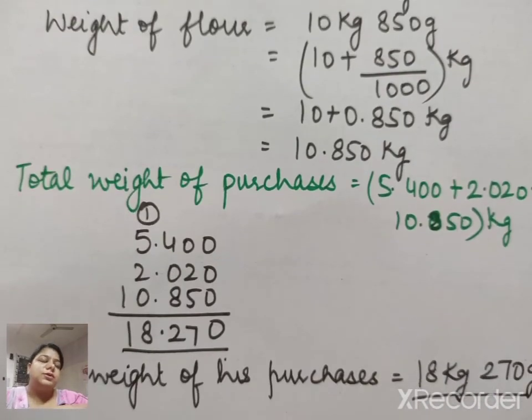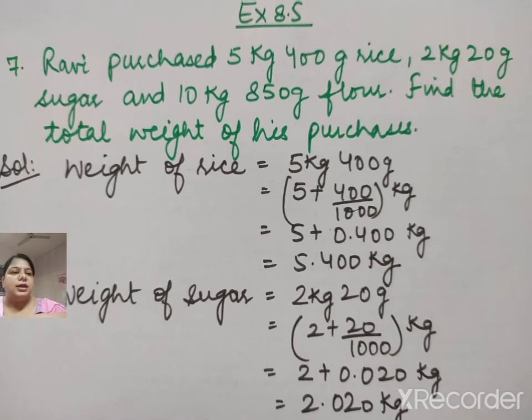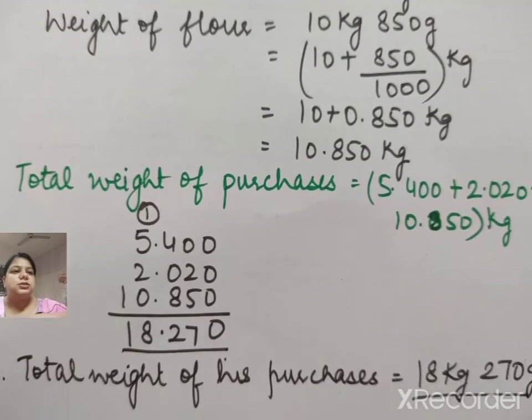Now the weight of the flour was 10 kilograms 850 grams. So again we have converted 850 grams into kilograms, right? So it will become 10.850 kilograms. To find out the total weight of purchases, we have to add up all these three purchases. This is 5.400 kilograms. Weight of sugar was 2.020 kilograms, and our next purchase was 10.850 kilograms, right? So we have to add up all these three.